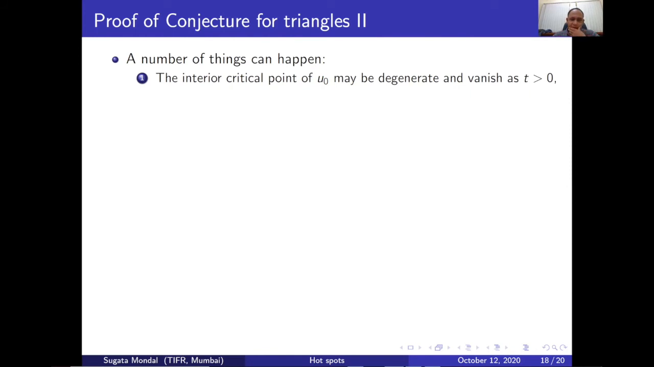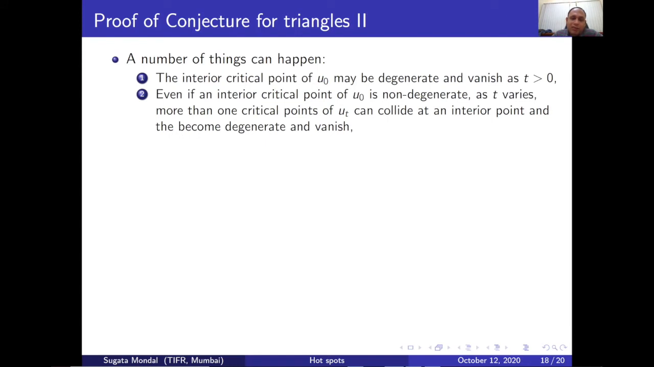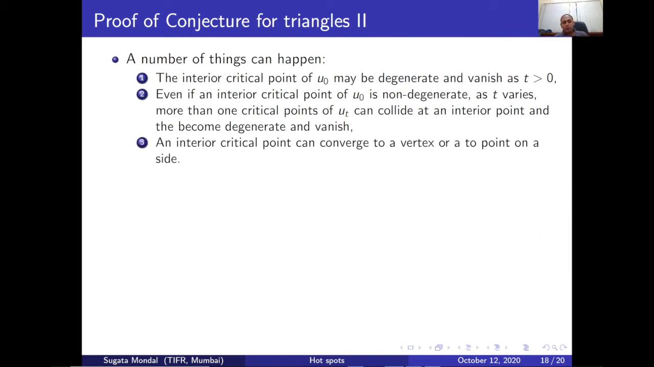Now this question is actually a bit naive, because many things can happen. Namely, the initial critical point of u_0 may actually be degenerate. If it is degenerate, it can just go away immediately and might not appear for any t at all. Even if you assume the stronger assumption that the initial critical point is non-degenerate, it can happen that as t progresses, the critical point becomes degenerate and then goes away. It can also happen that the critical point goes to a vertex, or theoretically goes to a vertex or a side.